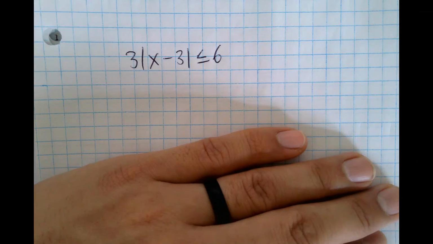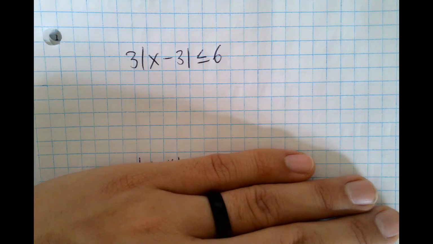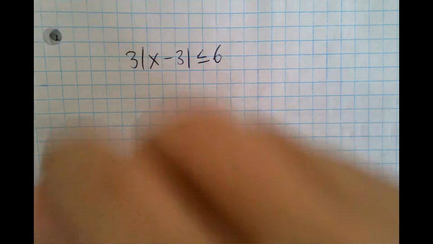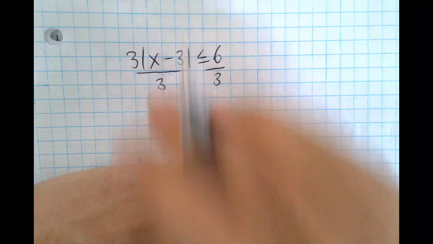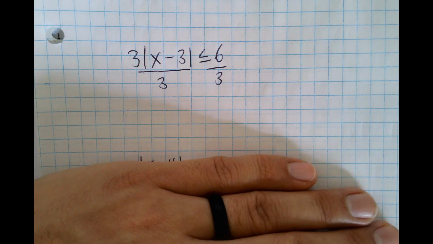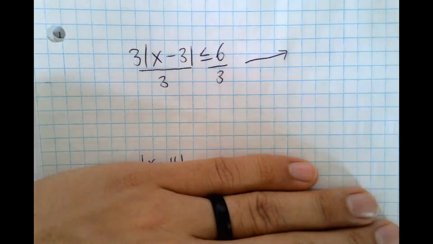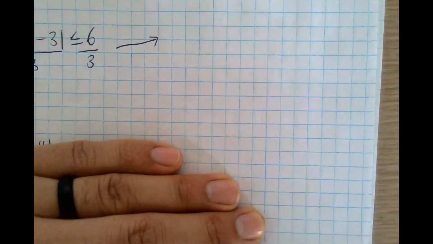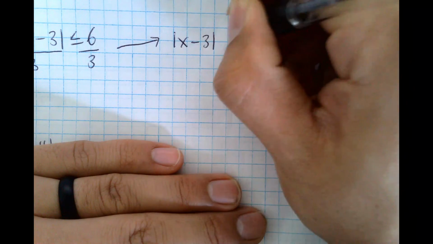So the very first thing we can do is that instead of multiplying everything, I actually want to get rid of that 3. An easy way is to just divide everything by 3. Just to be careful, make sure that if there is a negative number on the outside, you also flip the sign. So I'm going to write it over here to give myself more space, and we get the absolute value of x minus 3 is less than or equal to 2.